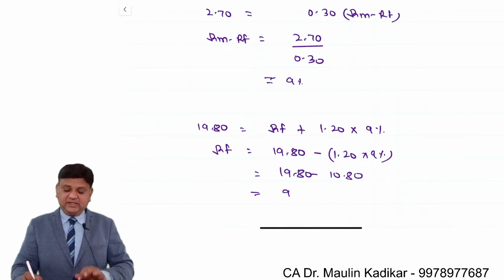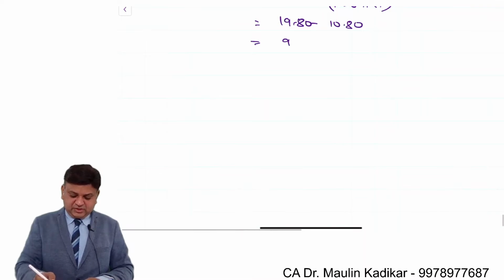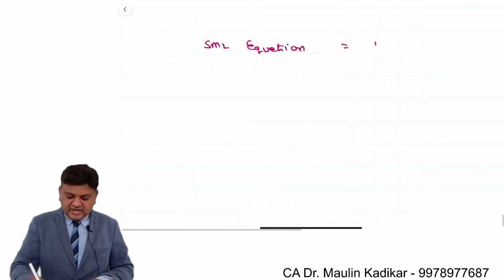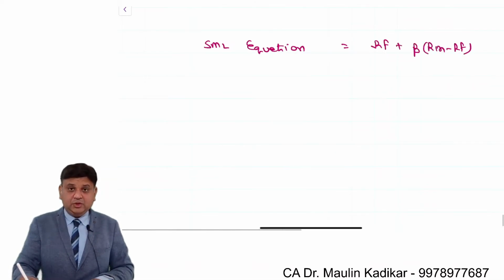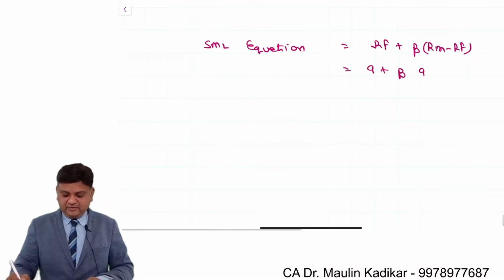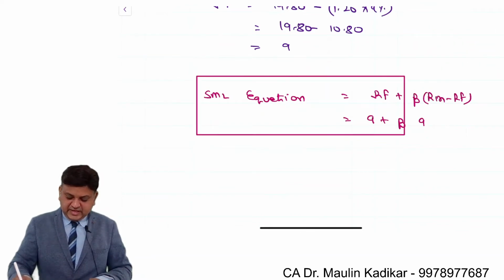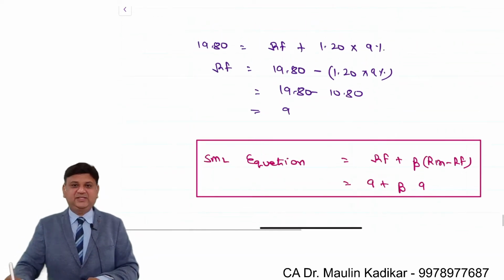So the final answer is extremely simple, dear students. The security market line equation is RF plus beta into RM minus RF. So what will happen? It is 9 plus beta into 9. This is the way we are required to form the equation, and this is the way we are required to write the answer.